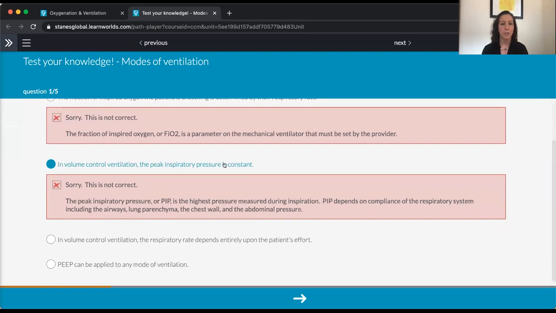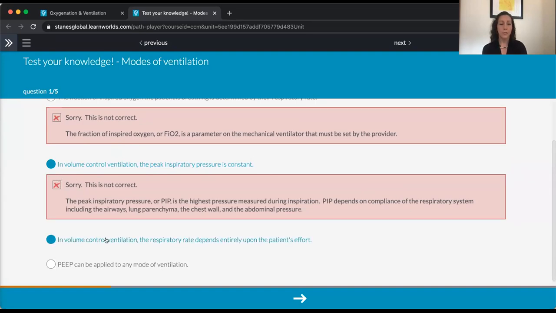The peak inspiratory pressure is constant. This is not correct. The peak inspiratory pressure, or PIP, is the highest pressure measured during inspiration. It depends on compliance of the respiratory system, including airways, lung parenchyma, chest wall, and abdominal pressure. So compliance changes. The airways can change, the lung parenchyma can change, the abdominal pressure can change, the chest wall can change. That means compliance can change. If you're delivering the same tidal volume in volume control ventilation, that pressure is going to change depending on compliance. It's not going to be constant.